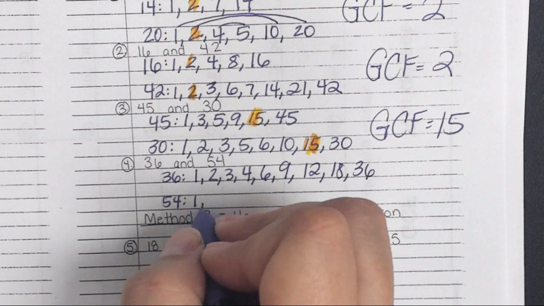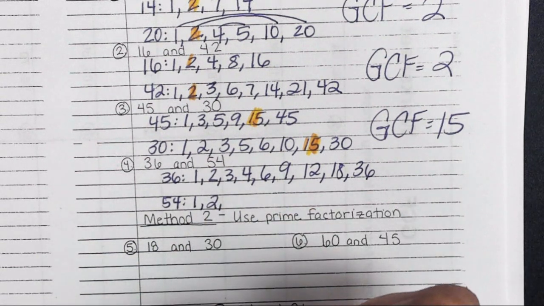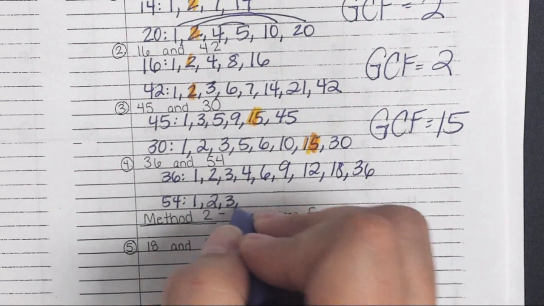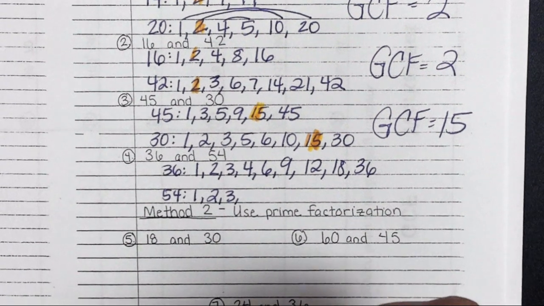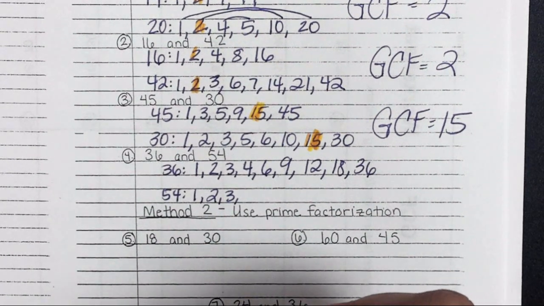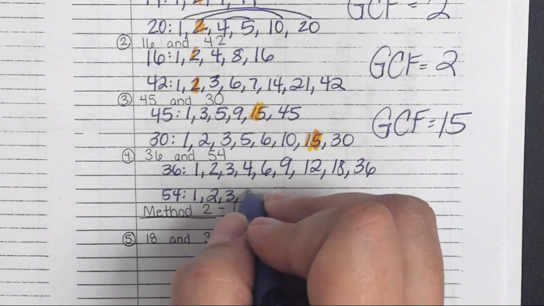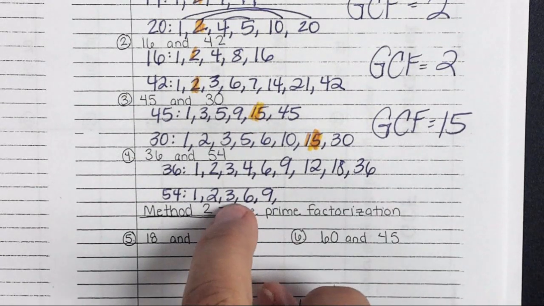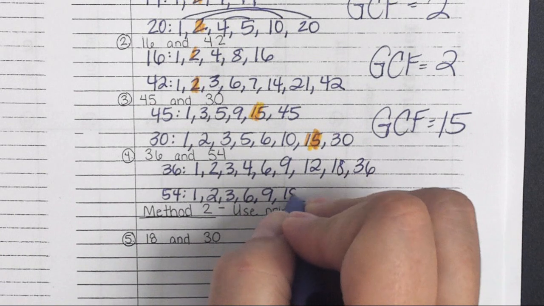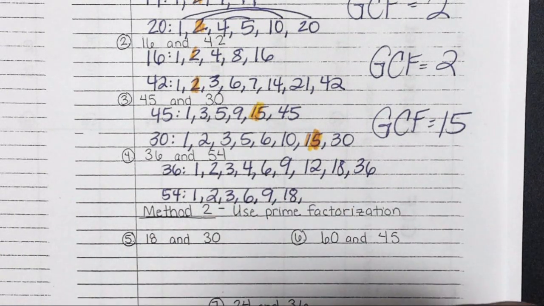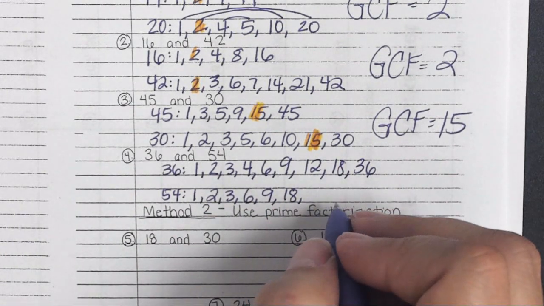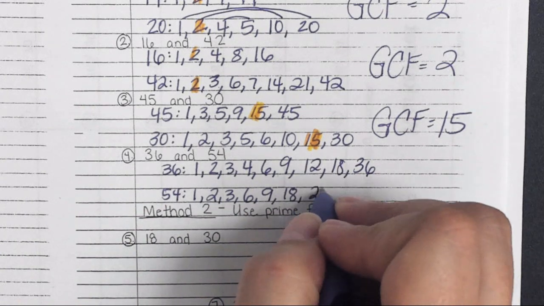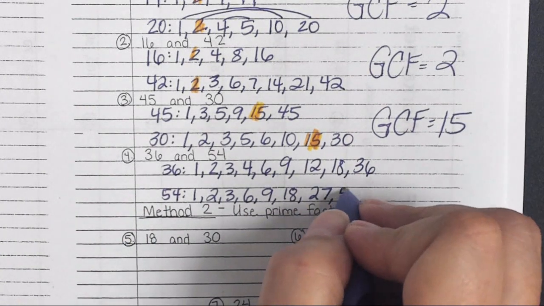54. 1, 2, 3. Very good. 4 will not. 5 will not. 6. 6 times 9. Okay, so now let's look at 3 times what? 3 times 18. Very good. 2 times 27. And then the last one's 54.